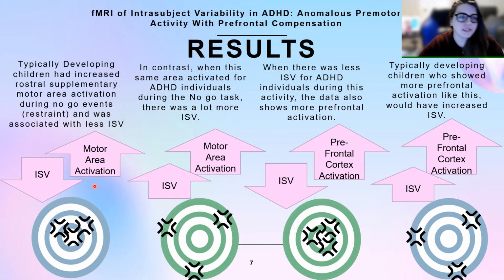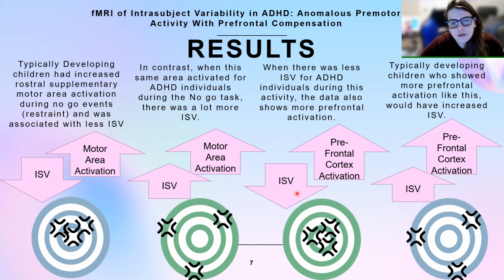So for typically developing children, when they had increased motor area activation, that rostral supplementary motor area, they would have more accuracy. They had that lower variability. But for ADHD people, whenever they had more motor area activation, the same motor area activation that they had, they would still be all over the place. And so that goes against the hypothesis. And so you'd actually see these opposite relationships. Positive feedback, negative feedback.